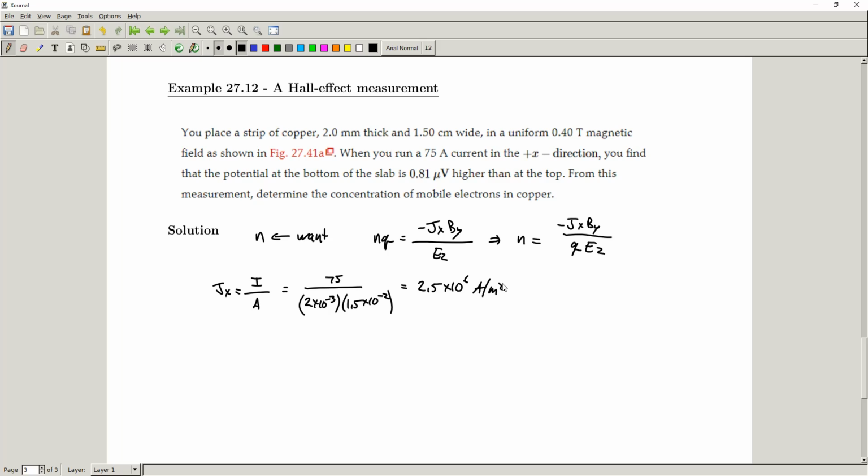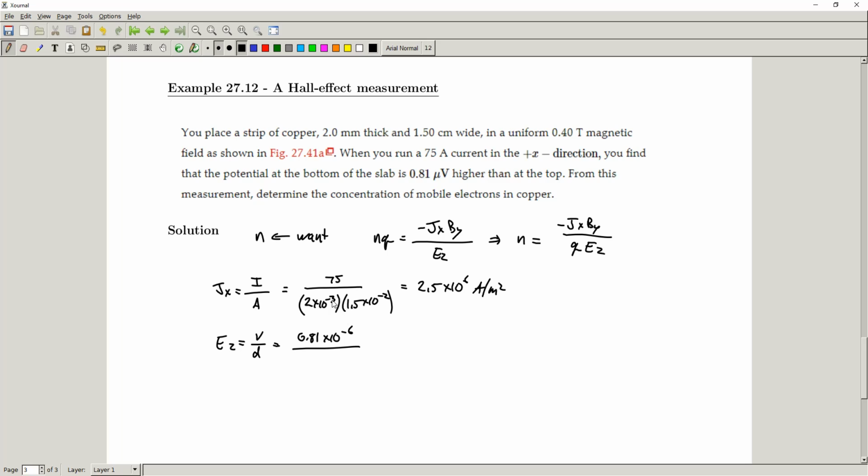Can we do anything about our electric field? We can. We know that our electric field in the z direction is simply going to be the potential difference across our slab in the z direction divided by the distance. The electric field can be measured in volts per meter. So our EZ is simply going to be V over d, which is our 0.81 times 10 to the negative 6 volts, but I won't put the units in there.